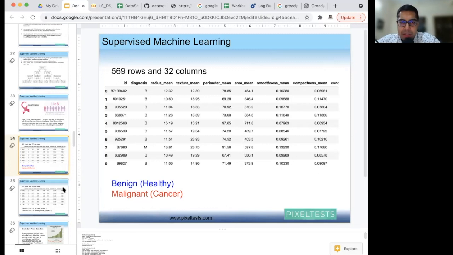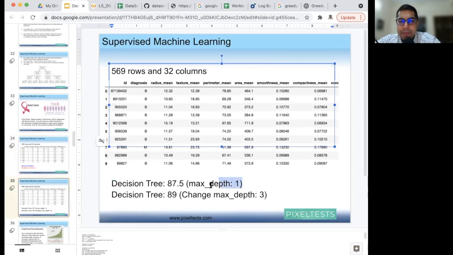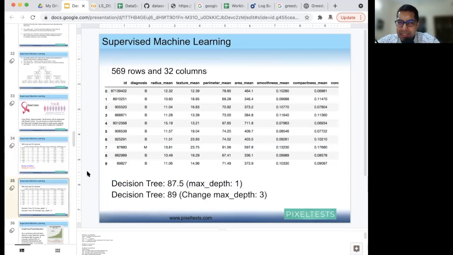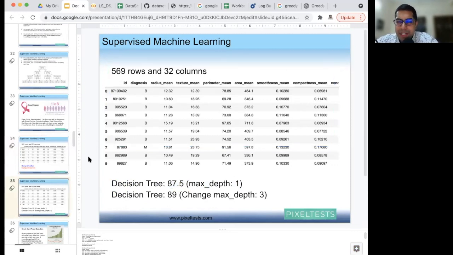Now, the idea of what I want to tell you is I built a decision tree on this. And when I just kept the max depth as 1, I still get very good results. This is training accuracy, okay? Because the test samples are very few. I get 87.5. And you'll have to take my word for it.